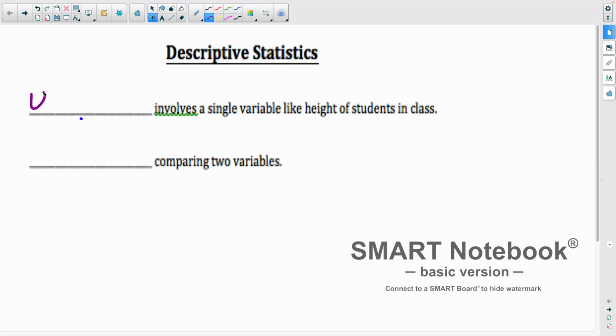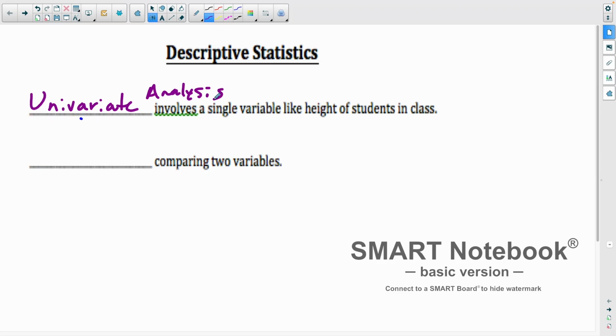And so the first thing that we have is univariate analysis. Okay? Univariate analysis involves a single variable, like the height of everybody in class, or maybe the test grade from yesterday in class, or your shoe size, or whatever. I'm picking one thing and I'm looking at that for each person. That's actually what this unit's going to be about. We're going to look at one variable. We're going to handle that.